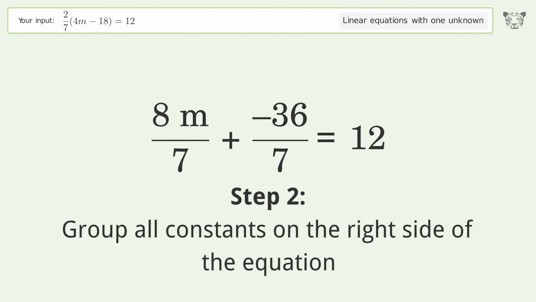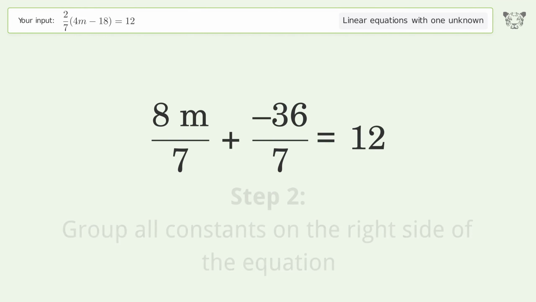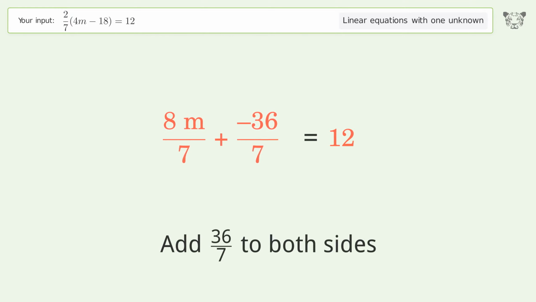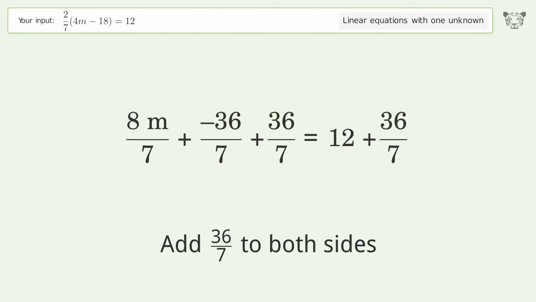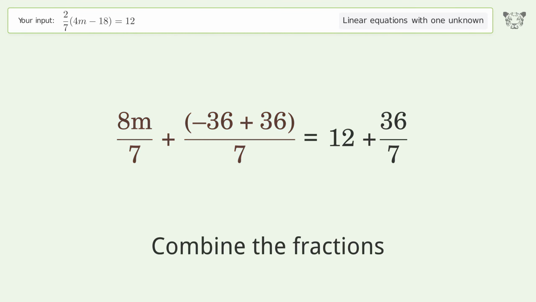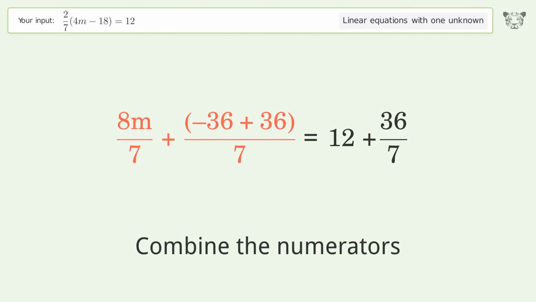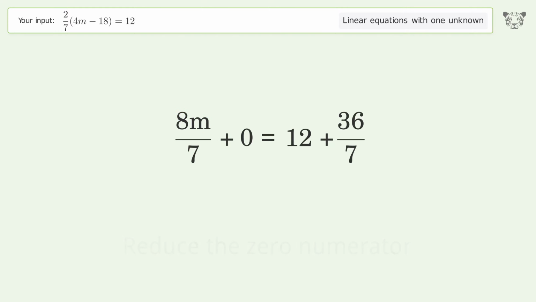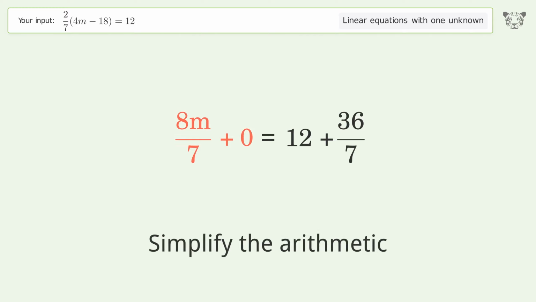Group all constants on the right side of the equation. Add 36/7 to both sides. Combine the fractions. Combine the numerators. Reduce the zero numerator. Simplify the arithmetic.